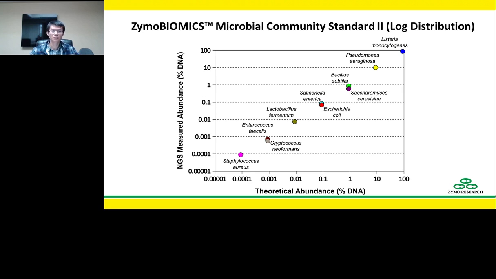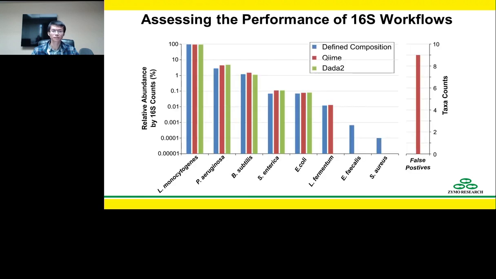As you can see, the agreement between the theoretical, or defined, abundance and the NGS measured abundance is almost perfect. This indicates two things: one is the accuracy of the theoretical abundance, and the other is the accuracy of our NGS measurements. Using this microbiome standard, one can assess the performance of a 16S workflow.